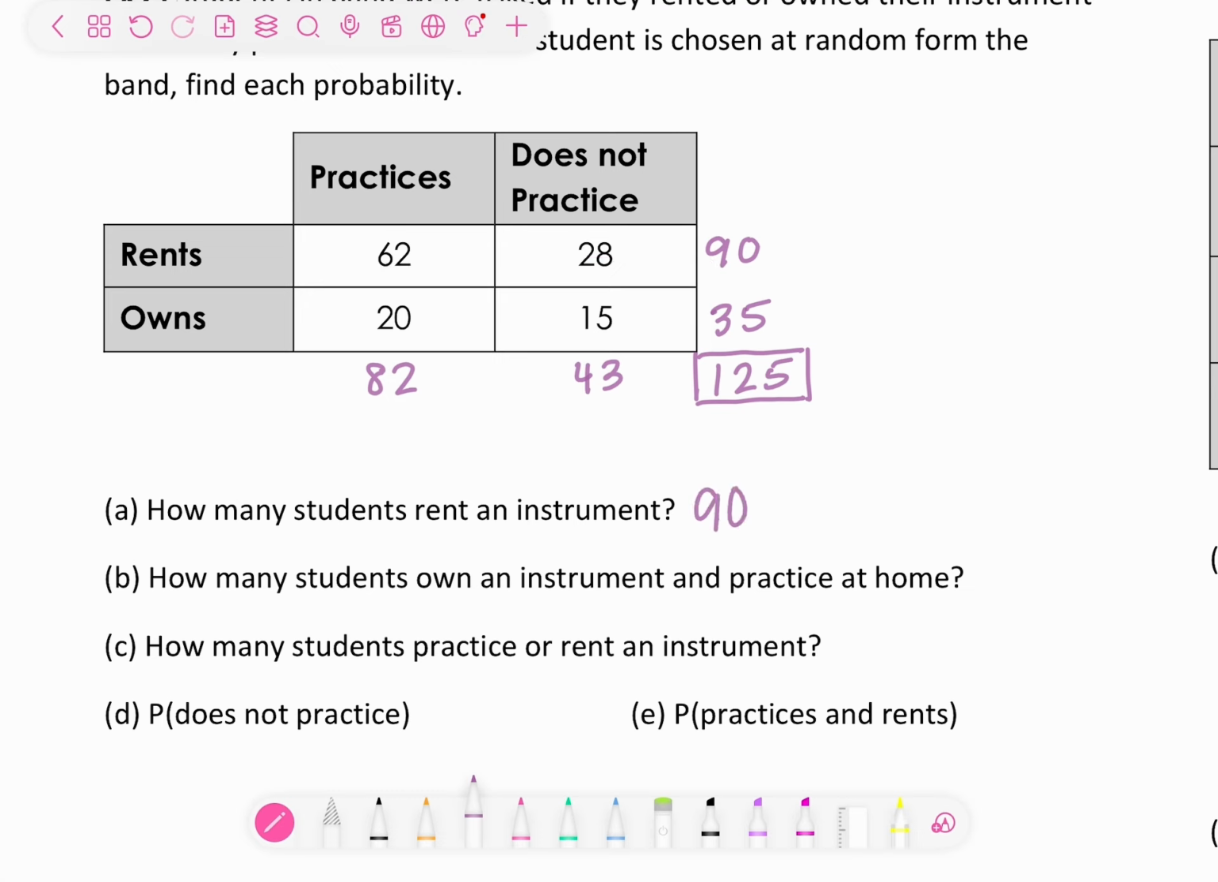How many students own an instrument and practice at home? So they own an instrument and they practice at home. So that's going to be 20.